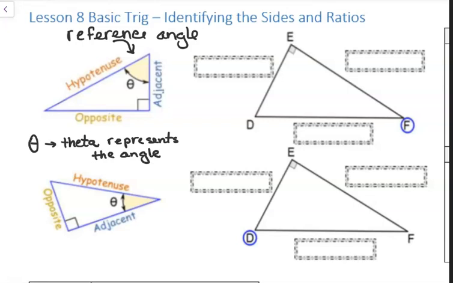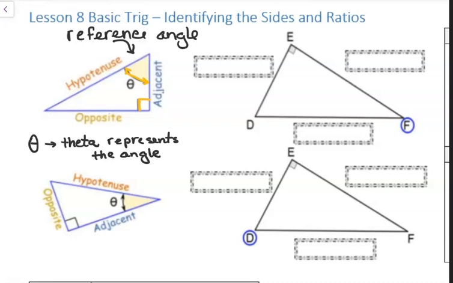Welcome back. Today we're going to be looking at how to identify the sides so that we can use the basic trig ratios. One thing we need to identify the sides is the reference angle. When you look at a right triangle, you have your right angle, and the other two angles could be your reference angle. And it'll be different each time.